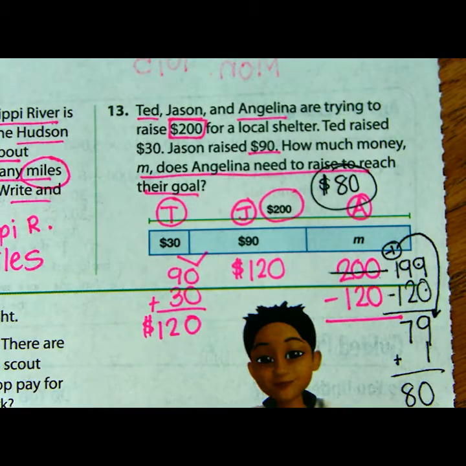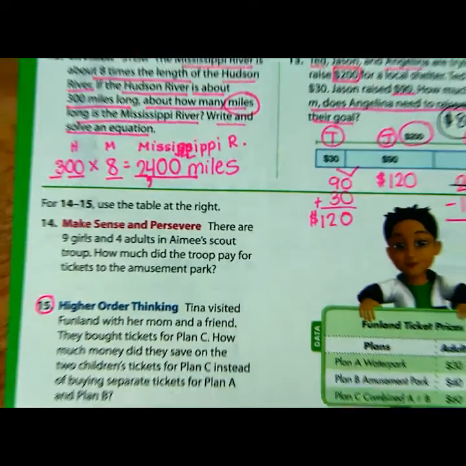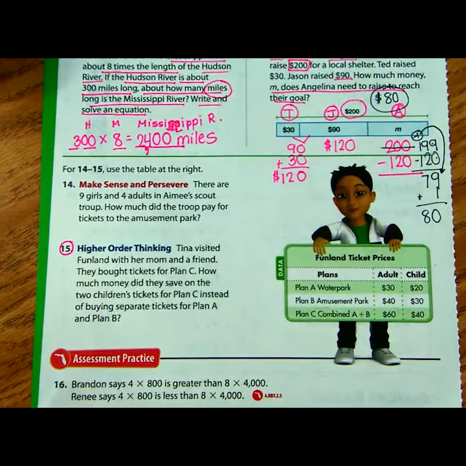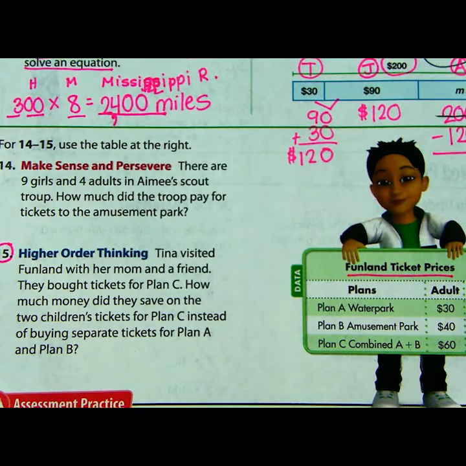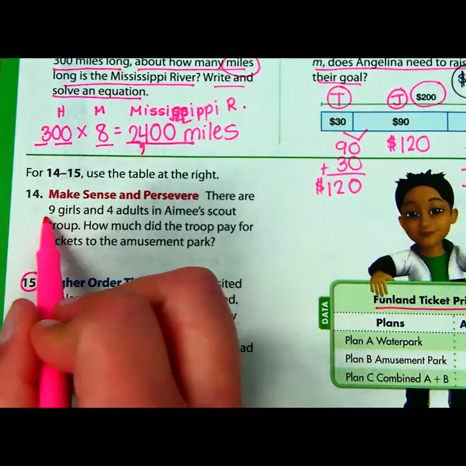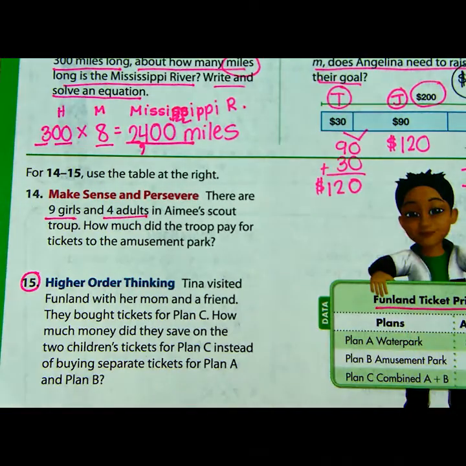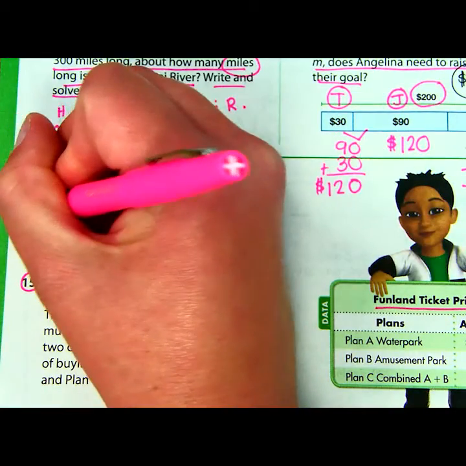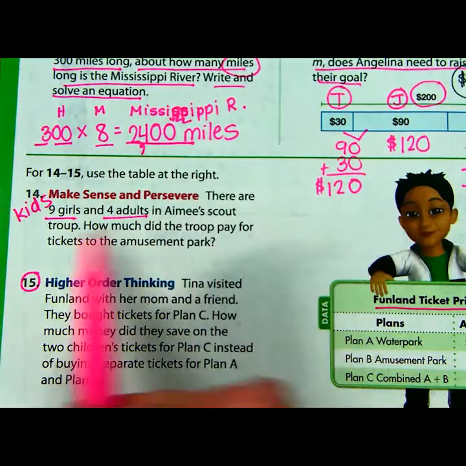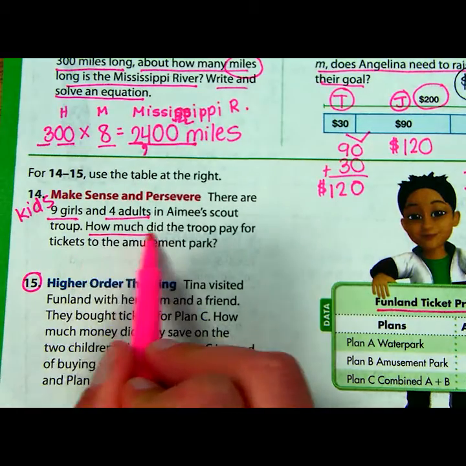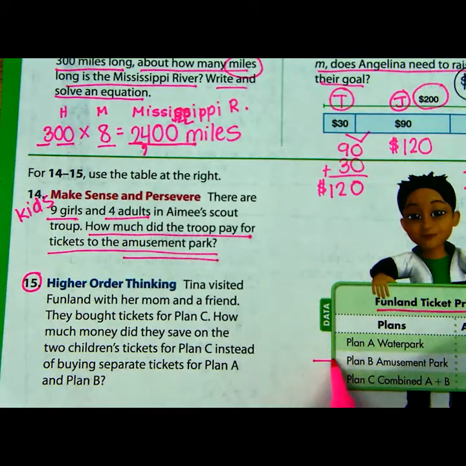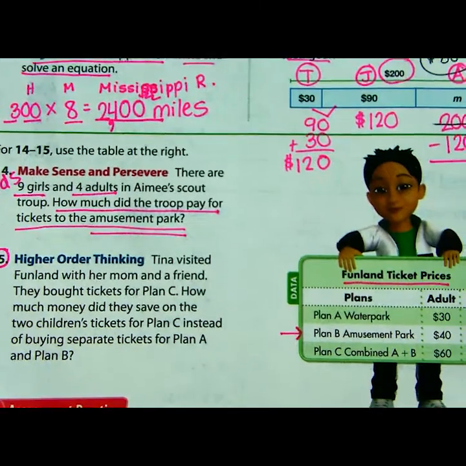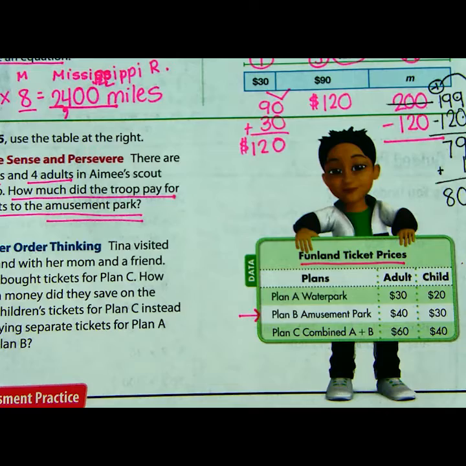Number 14. We're going to use the table for these two questions. I guess it's ticket prices at an amusement park, it looks like. Funland ticket prices, okay. Number 14. There are 9 girls and 4 adults. So I guess that's like 9 kids, I'm assuming. And 4 adults in Amy's Scout troop. How much did the troop pay for tickets to the amusement park? So I'm going to find amusement park, which is right here, Plan B. And it is $40 per adult and $30 per child.